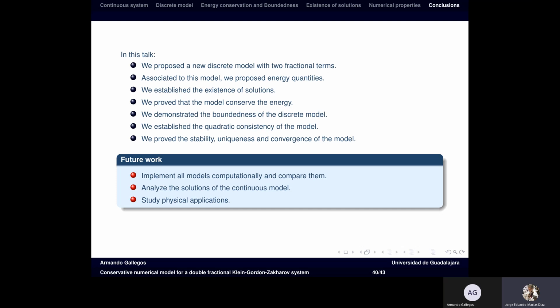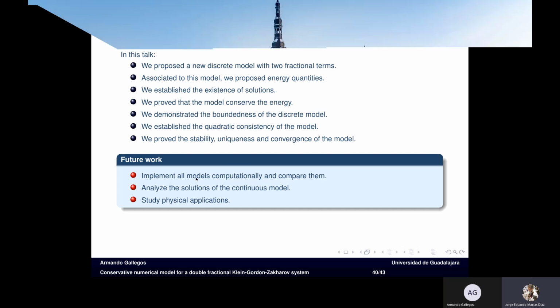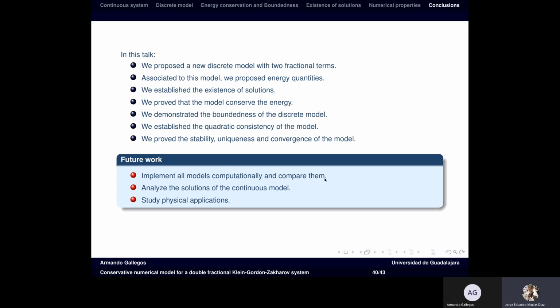For future work, we intend to implement all the models computationally and compare them. That means there are other models available in the literature, and we are going to compare them computationally, numerically, and for efficiency. We are going to analyze the solutions of the continuous model, and we're going to try to study some physical applications.